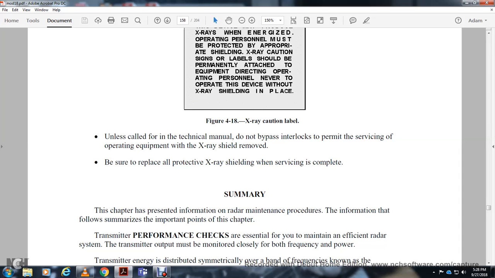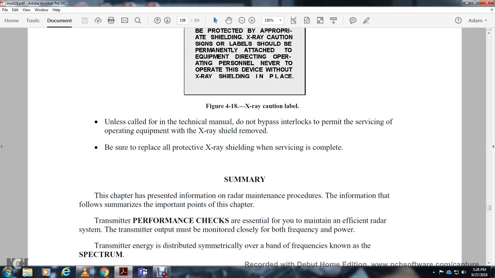Chapter 4, Summary. The chapter presents the information on the radar. Maintenance proceeds with the information on power. Some of the important points of the chapter: transmitter performance checks are essential for the maintenance of the radar, and the transmitter output must be managed closely.